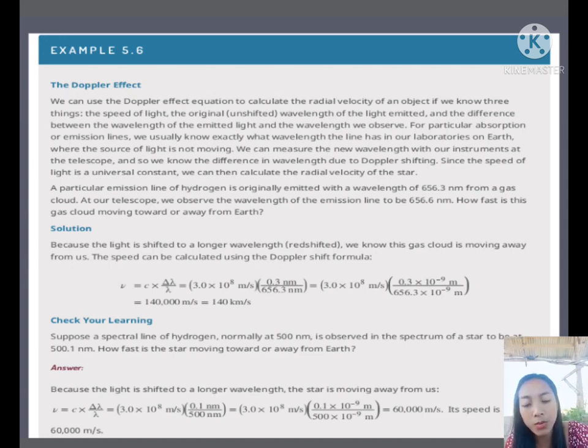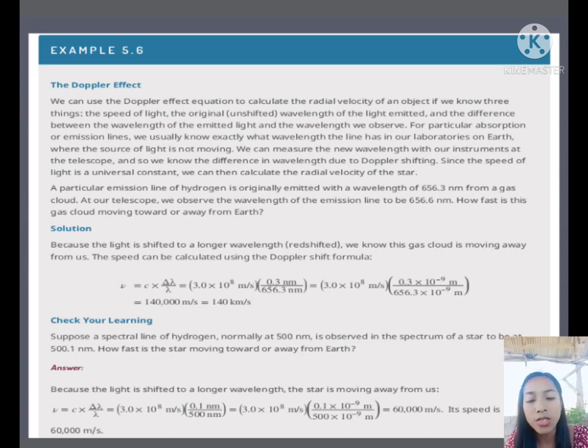So V = C Δλ/λ = 3.0 × 10^8 meters per second × 0.3 nanometers / 656.3 nanometers = 3.0 × 10^8 meters per second × 0.3 × 10^-9 meters / (656.3 × 10^-9 meters). So we come up with the answer of 140,000 meters per second, or equivalently 140 kilometers per second.